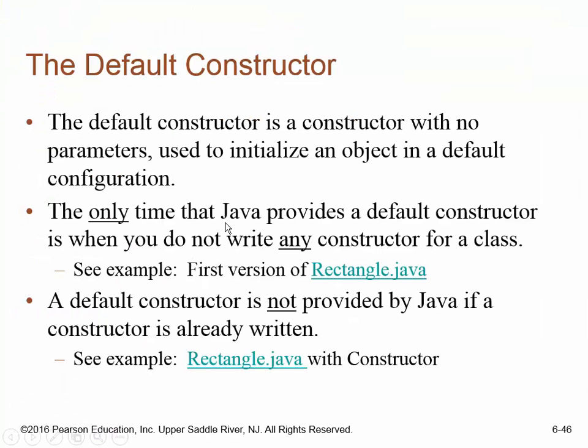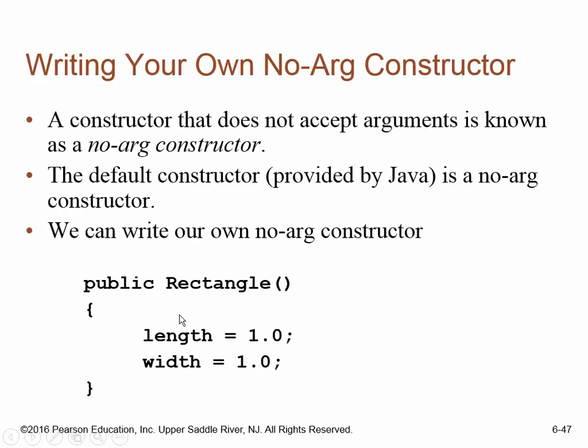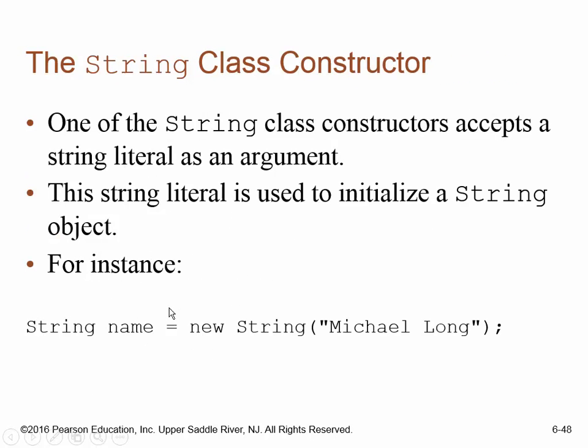All right, the author mentions right here the default constructor is a constructor with no parameters that really doesn't do anything. The only time that Java provides a default constructor is when you don't write one for yourself. If a constructor is already written, Java does not provide a default one for you. If you have a constructor that accepts no arguments, that's called a No-Arg constructor.